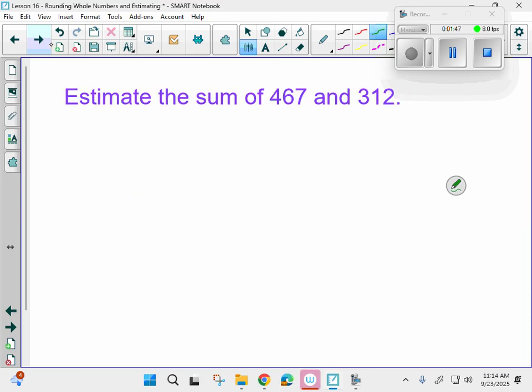Estimate the sum of 467 and 312. When it says estimate, that means round, okay? Where you should round to is whatever the biggest number is. So these are the hundreds. The biggest number there is the hundreds place, okay? So I'm going to round it to the hundreds. So Henry, what should I round this number to? 500. Yes, because this 6 rounds this number up. We've had all rounding up ones. 500 plus, because sum means add.